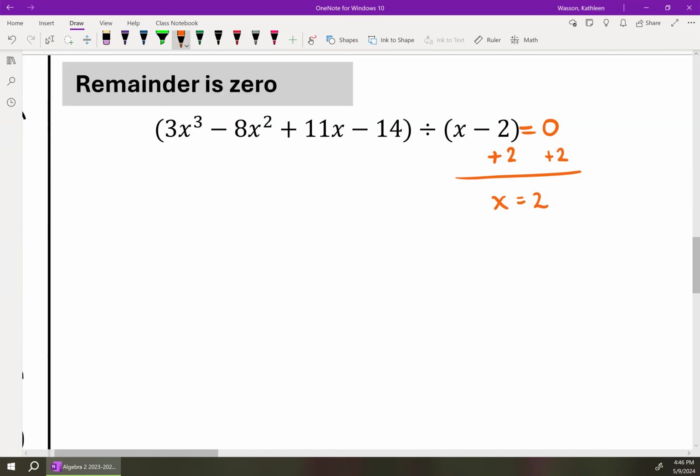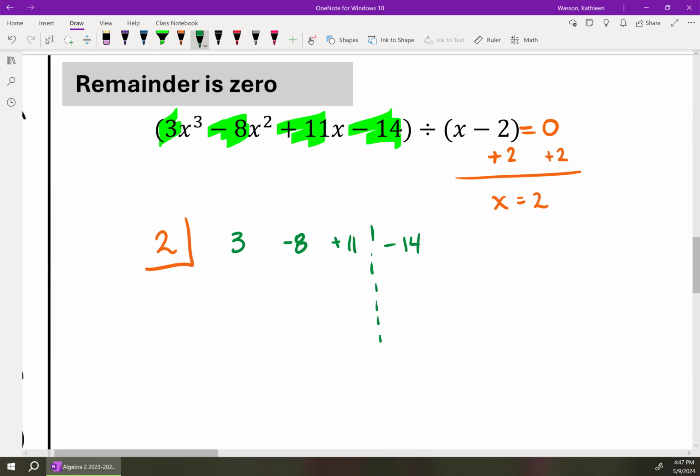This number will go on the little shelf. Then all the coefficients and the constant that are in the polynomial we're dividing, I write here: 3, -8, +11, -14, and I separate the values that are coefficients from the constant, the number that doesn't have any variable.